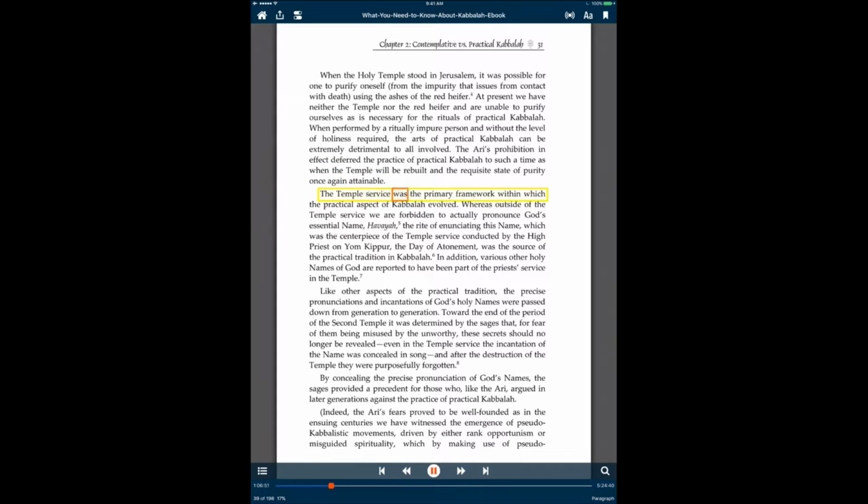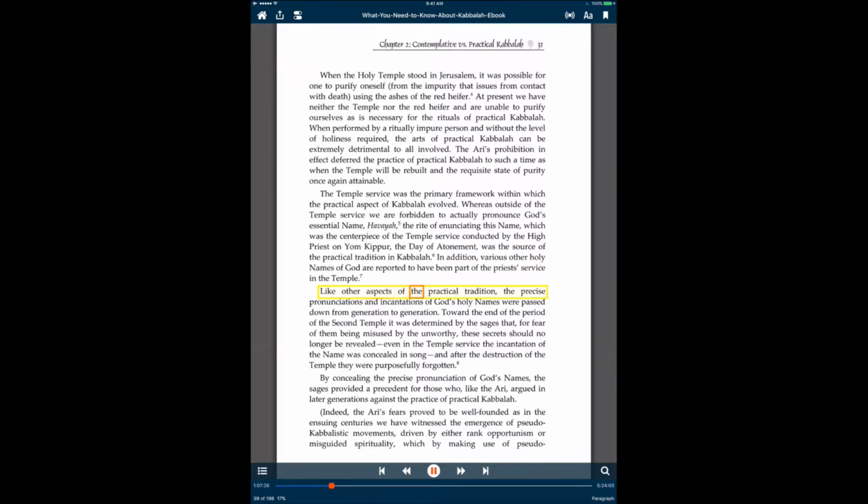The temple service was the primary framework within which the practical aspect of Kabbalah evolved. Whereas outside of the temple service we are forbidden to actually pronounce God's essential name, Havaya, the rite of enunciating this name, which was the centerpiece of the temple service conducted by the high priest on Yom Kippur, the Day of Atonement, was the source of the practical tradition. In addition, various other holy names of God are reported to have been part of the priest's service in the temple.